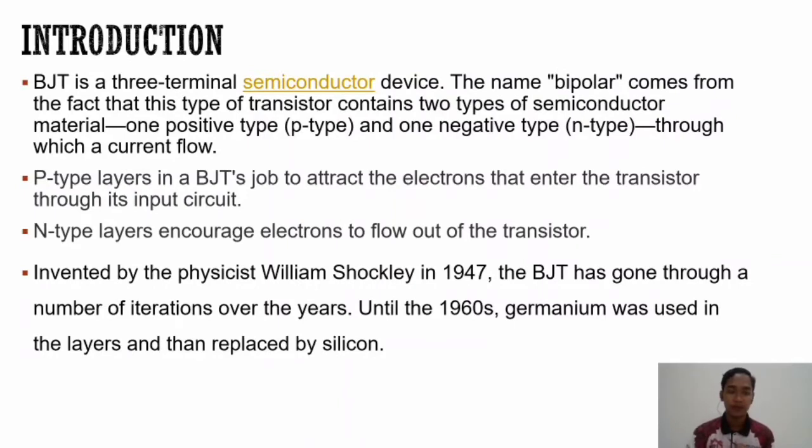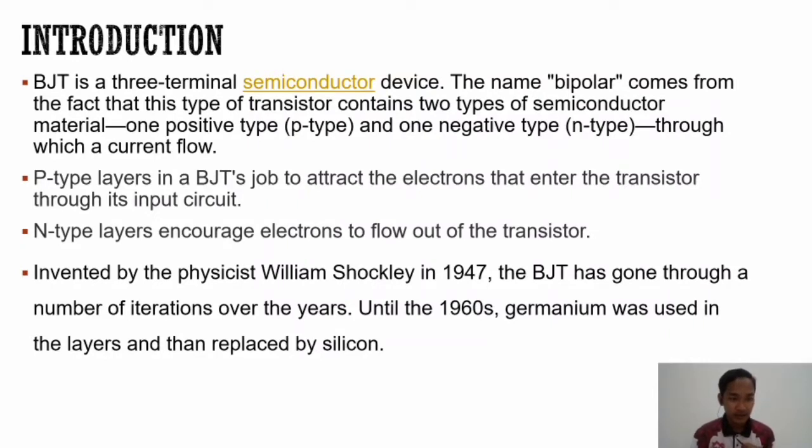What is BJT? BJT is a three-terminal semiconductor device. The name bipolar comes from the fact that this type of transistor contains two types of semiconductor material, P-type and N-type, triggered by current flow. The P-type layer in BJT is to attract the electrons that enter the transistor through the input circuit, and the N-type layer encourages electrons to flow out of the transistor.